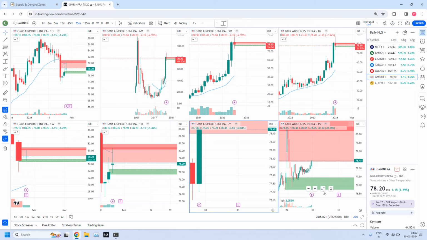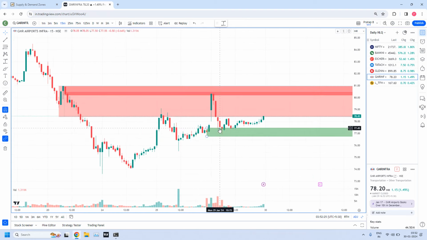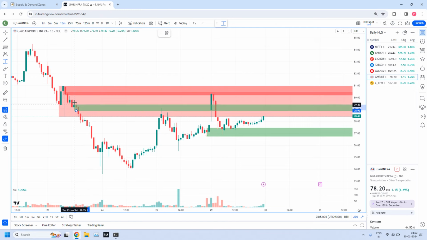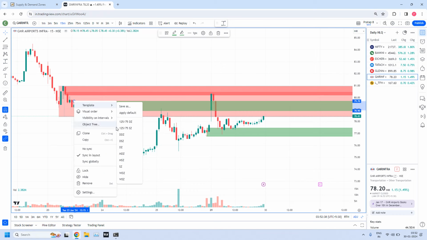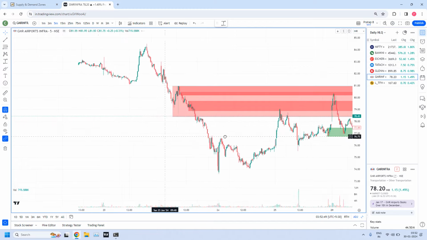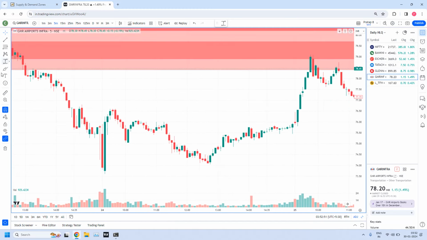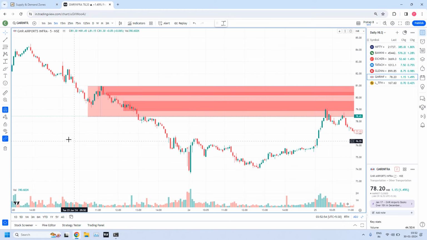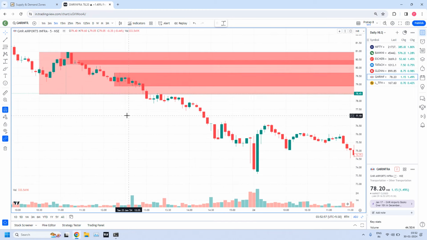Let me go to the 15-minute zone. Let me draw the zones here, 15-minute zones. See here, we have a 15-minute zone. And inside this 15-minute zone, we identified a 5-minute zone. We have a drop-base-drop.